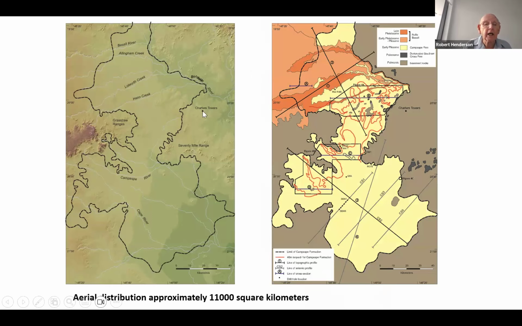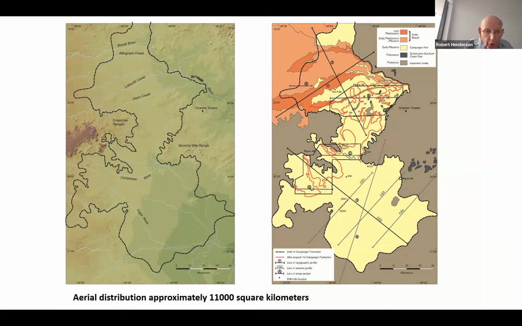So here's Charters Towers, and you can relate this to the map we just saw, and that's the outline of the Campaspe, and its upper surface of the Campaspe formation is called the Campaspe surface because it's actually an alluvial plain, and we'll look at that in some cross sections in a minute.